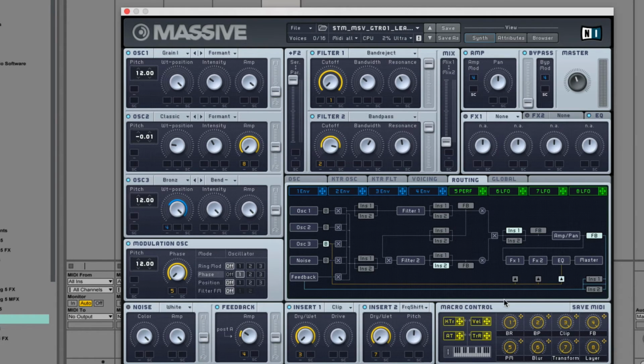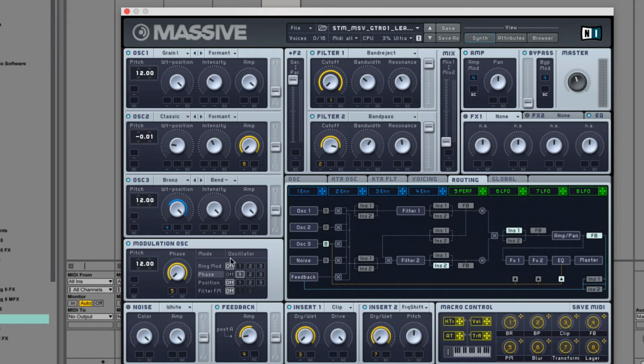Okay, so the macros: the first is on the band reject filter, 100% depth. The second is on the band pass filter, about halfway depth in the opposite direction. Macro 3 is clipping, full dry wet. Feedback, I'm going to switch this. Very guitar-y. Okay.